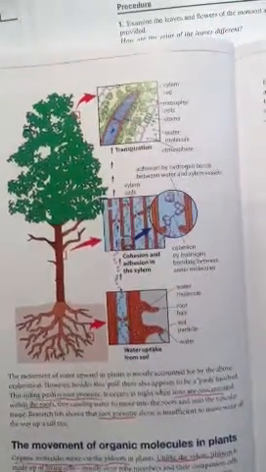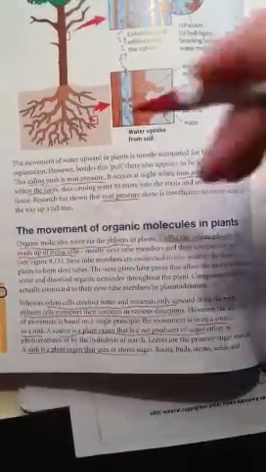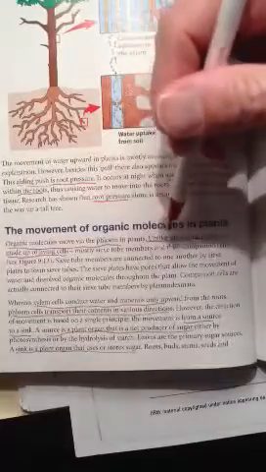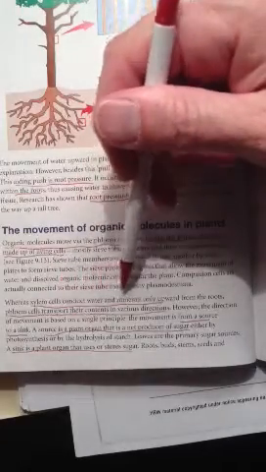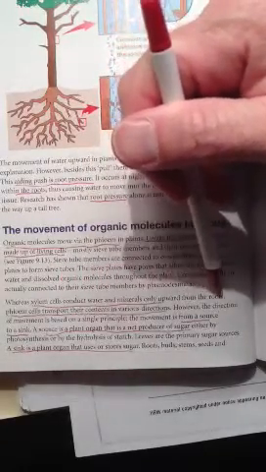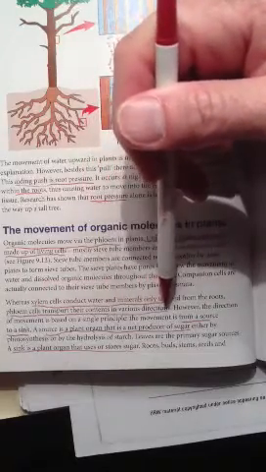So then we know how water gets to the top. How do we get the nutrients to move around? Well, the movement of organic molecules. Unlike the xylem, phloem is made up of living cells. Xylem cells conduct water and minerals only upwards from the roots.